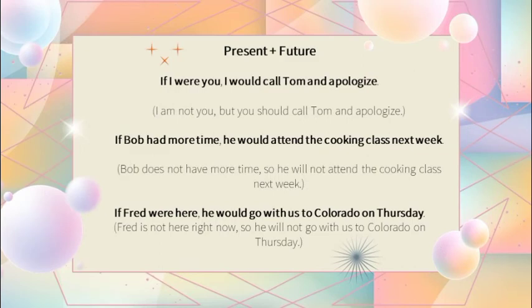We use the present plus future mixed conditional to express a present condition, for example, something that hasn't changed from the past, to describe why a certain past result didn't occur. The examples of present plus future are, if I were you, I would call Tom and apologize. If Bob had more time, he would attend the cooking class next week. If Fred were here, he would go with us to Colorado on Thursday.